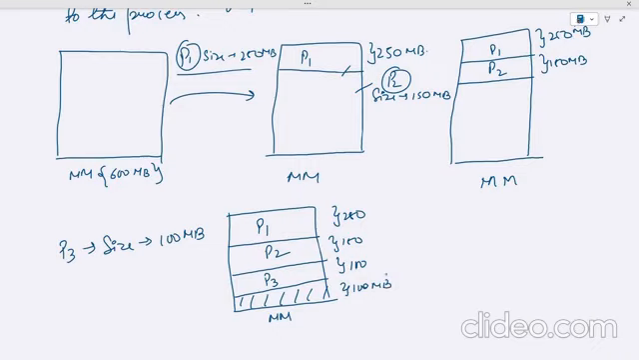Process arrives. If a process needs 250, then 250 is created. Whatever the need of memory, main memory allocates that space to the particular process. Okay.